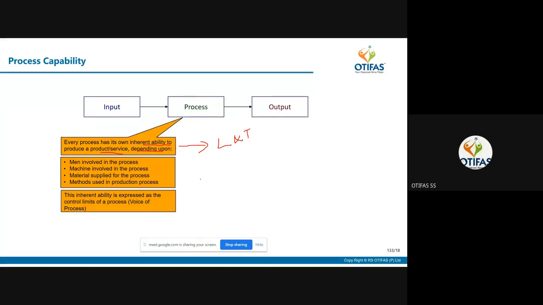For example, what is the difference between a local contractor and L&T? It's their capability, their inherent ability, isn't it? The people in L&T are highly skilled project managers, certified people, whereas such people will not be there with a local contractor. The machines involved in L&T will be bigger and technologically advanced, whereas a local contractor will not have them. The same goes for material supplied, etc.